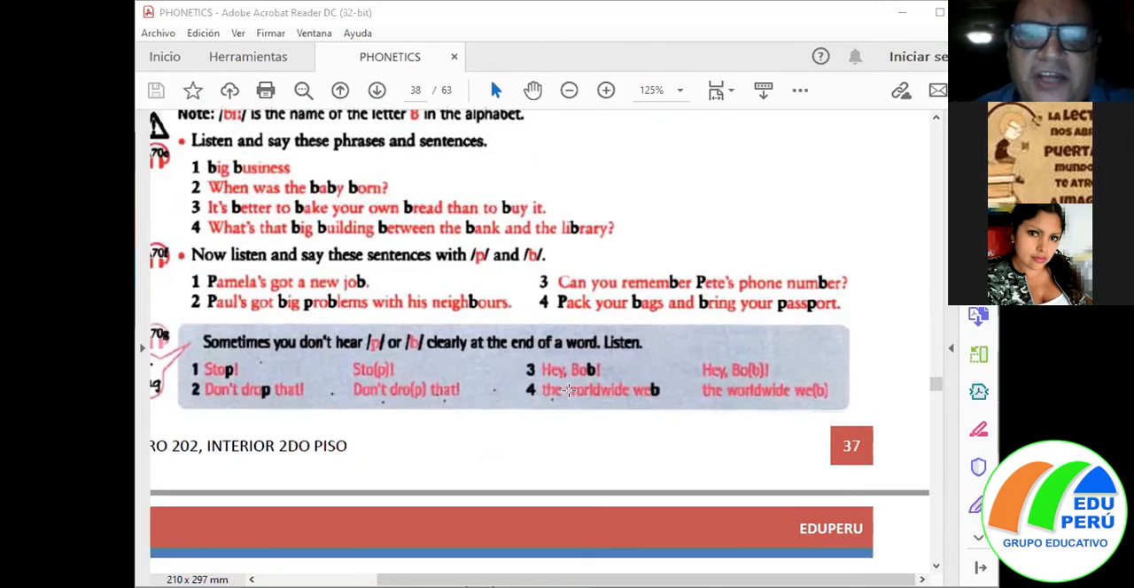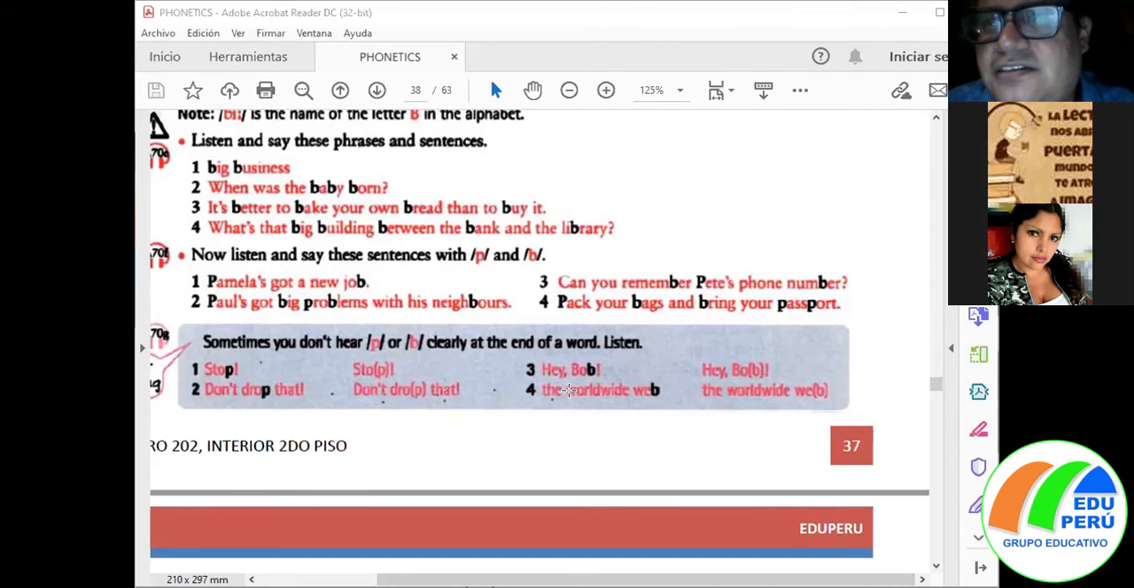Now, let's pass to the gray box here that is very important, and it's more related to phonology, but we are going to talk about it. Sometimes you don't hear the sound pa or ba clearly at the end of a word. Listen, stop. Notice, I'm not saying the sound pa strongly. It's very soft. Stop. I don't say stop. Two, don't drop that. Don't drop that. Notice the pa is soft. It's not so clear.